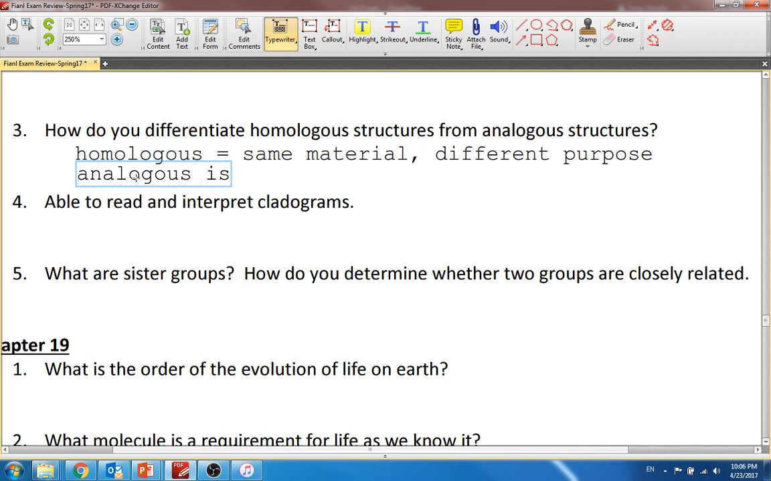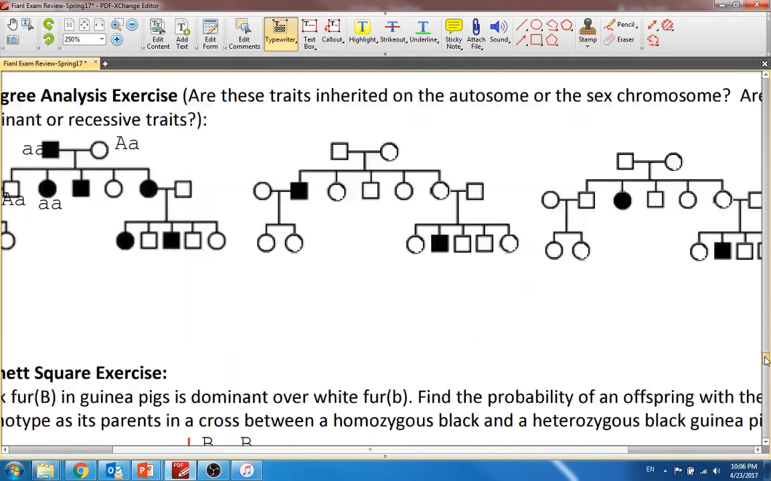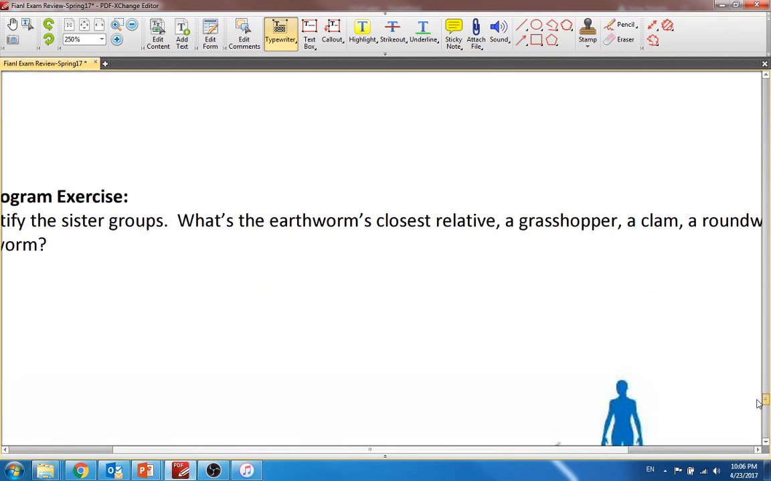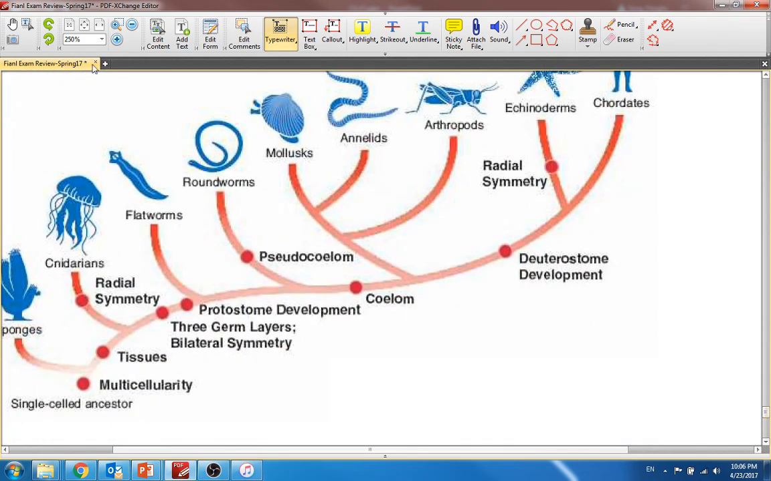Number 4, you should be able to read and interpret cladograms. And number 5, what are sister groups? Sister groups are these 2 branches joined together at one single point. And sister groups are normally closely related.